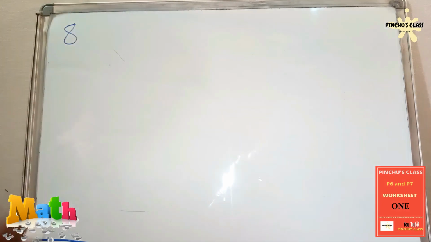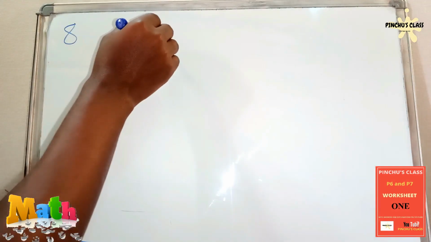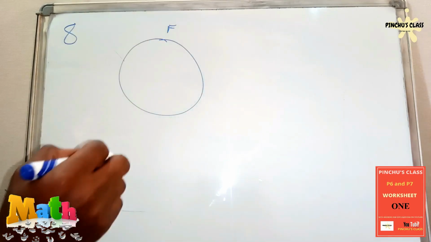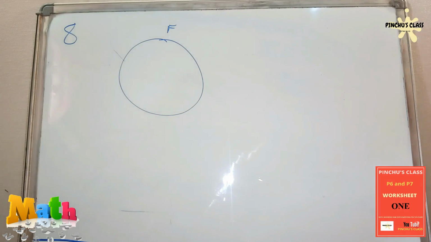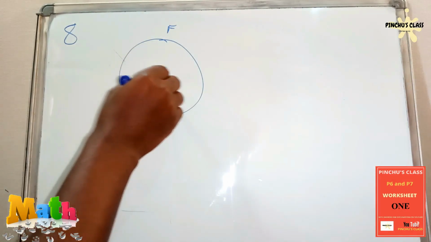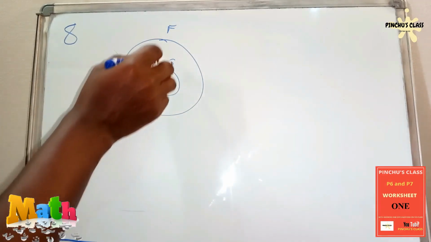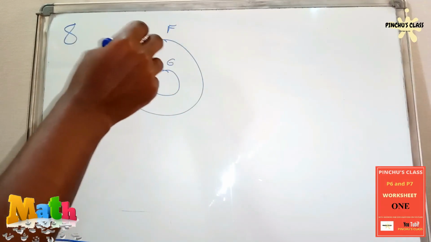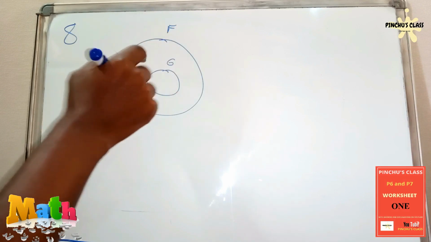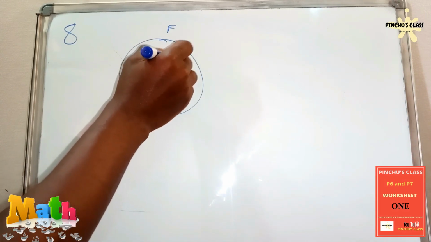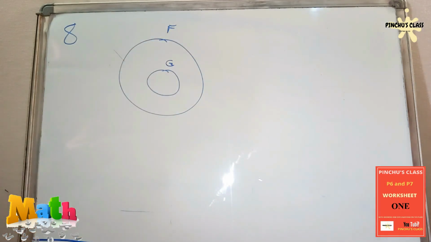Number 8. Draw a Venn diagram to show that all girls are females. First of all, we know that we have to start with females because they have told us all girls are females, and then the girls are going to be there. So the girls are inside females, so that is going to be all girls, this is the letter G, are females.